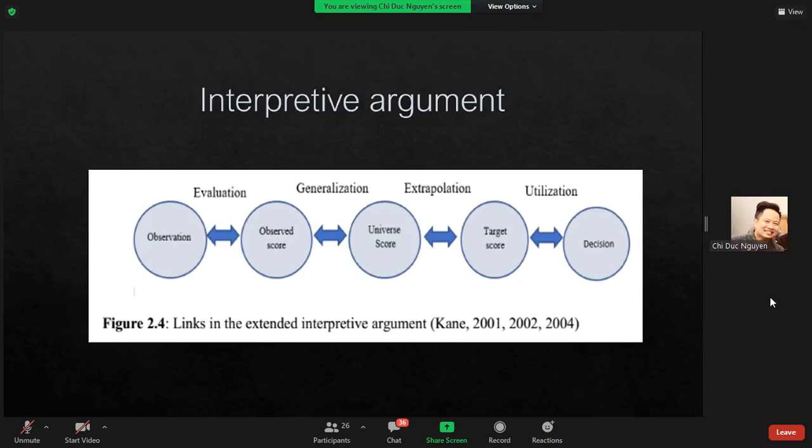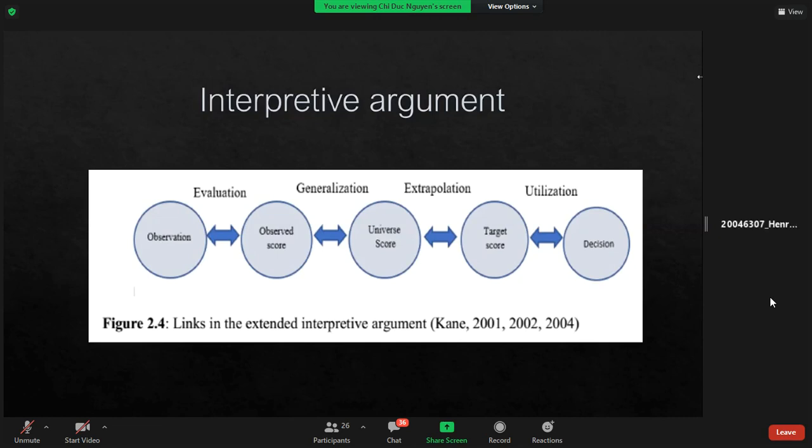For the first assumption, can you please tell me what kind of evidence we need to have? My claim is that the test performance is effectively observed and scored. What kind of evidence do we need in order to justify this assumption? What kind of evidence may we need to have?